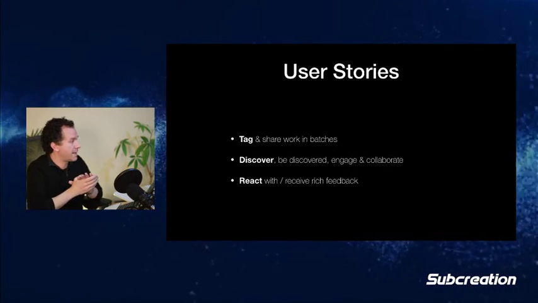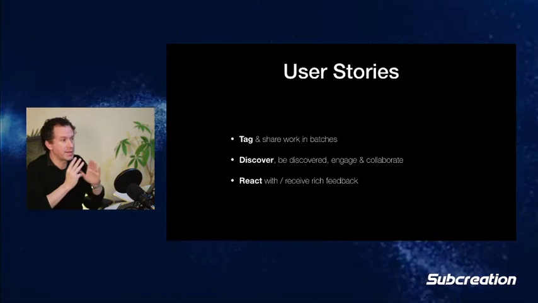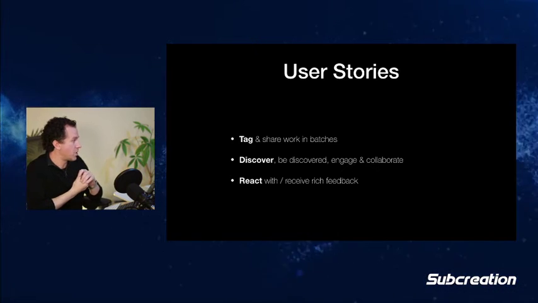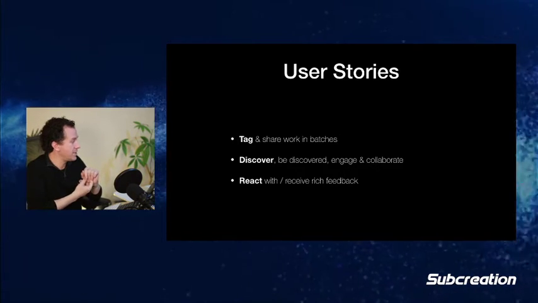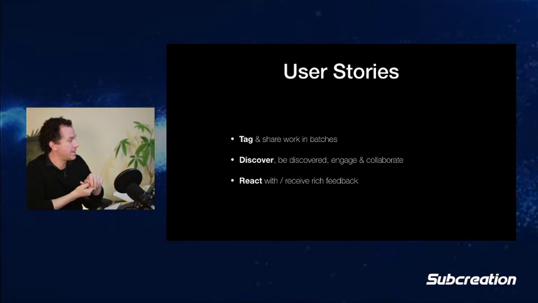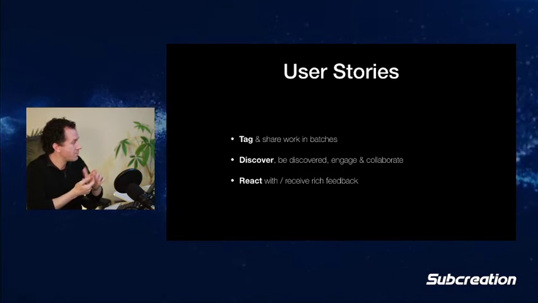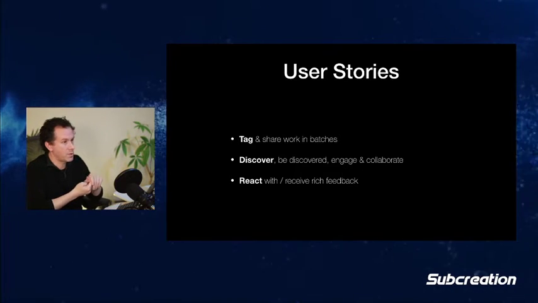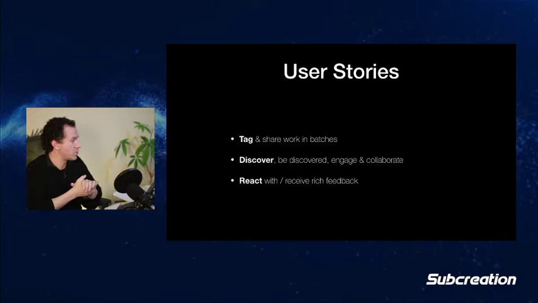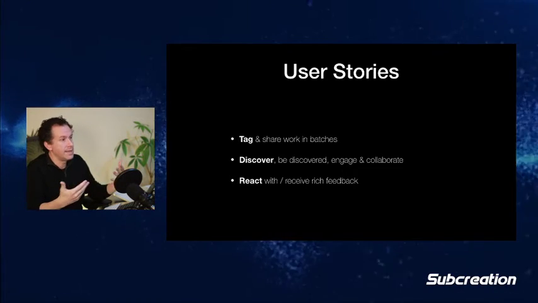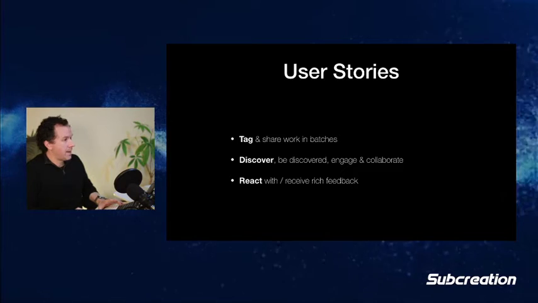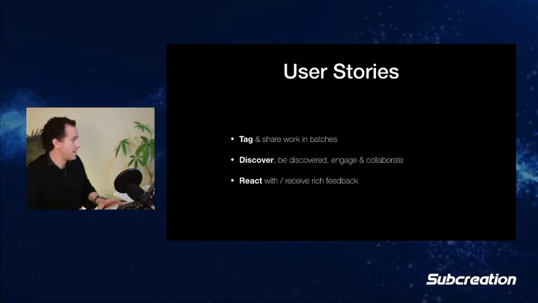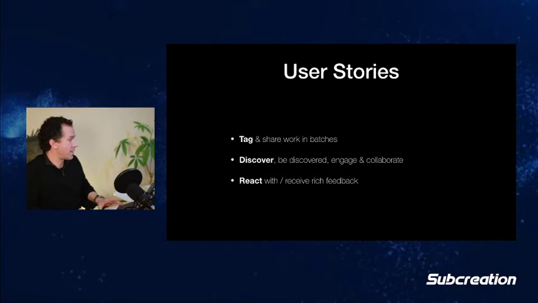So I've broken down the things I'm thinking about doing here into 3 essential stories, which are: tag and share, work in batches; discover and be discovered; and engage, collaborate, and react with and receive rich feedback. I'm calling them user stories. I had longer statements in the user story model, where you say users of the site can react and receive rich feedback, but I've just got this abbreviated here.